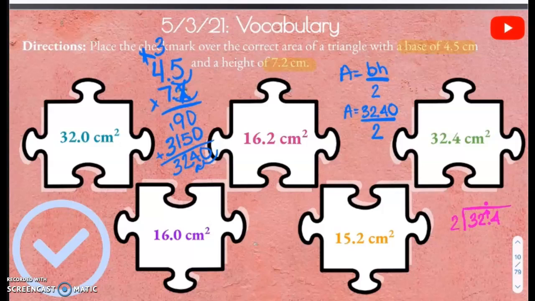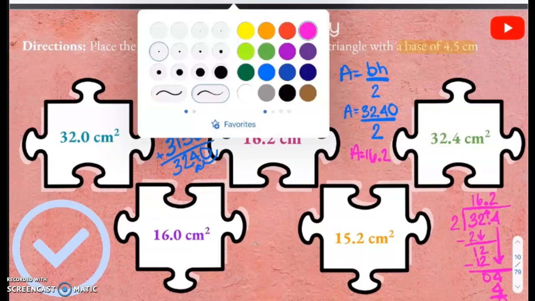2 goes into 3 one time, you get 2. Subtract, you get 1. And you bring down the 2, you get 6, you get 12, and you get 0, and you get 4. 2 goes into 4 2 times, you get 4 and 0. So our answer is going to be 16. So that area is going to be 16 and 2 tenths, or 16 and 20 hundredths.